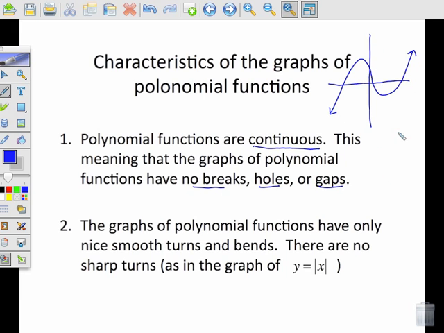The graph of a polynomial function has only nice smooth curves and bends. There are no sharp turns, such as y equals the absolute value of x. No step functions, no piecewise. We're dealing with curve functions. Linear equations are considered to be polynomial functions. Quadratics, cubics, quartics, those are all examples of polynomial functions.